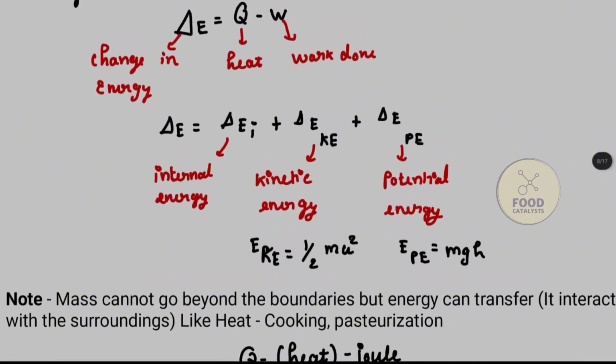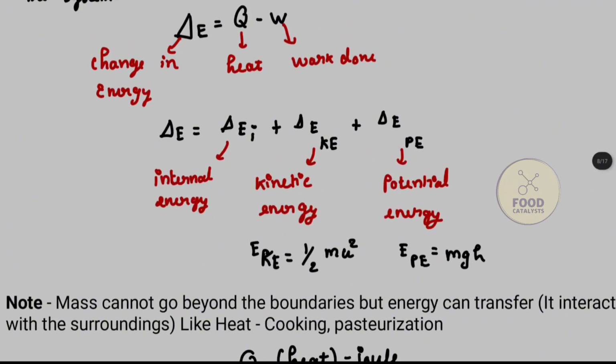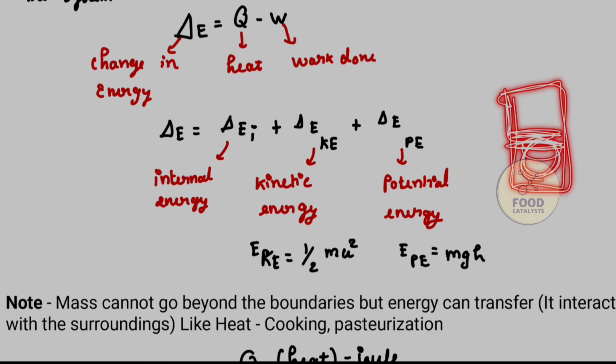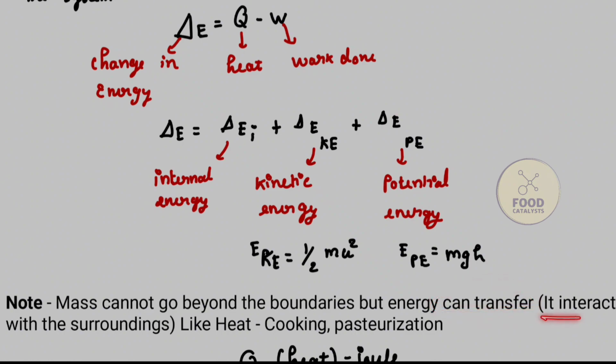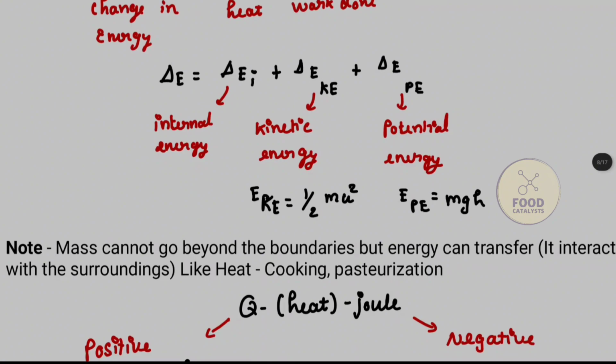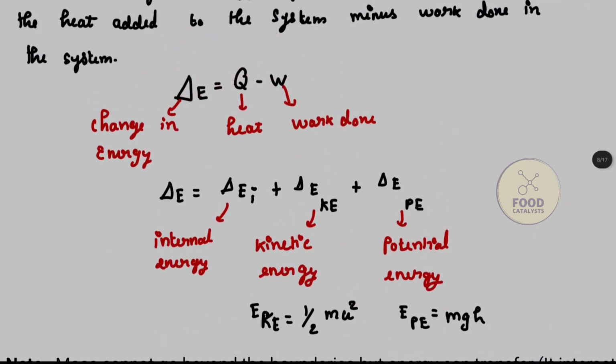Okay, here is a trivia question. In the mass transfer, if it is a closed system, the mass cannot go beyond the boundaries, right? That is what we have discussed. So for example in canning, if the liquid is there, the mass cannot go out. Whatever mass is present inside will stay inside. Whatever is crossing the system boundary, we have to consider, right? But in the energy case, it can transfer, because it reacts with the surroundings, for example heat, cooking and pasteurization, etc. So that's why heat and work are involved in this equation.